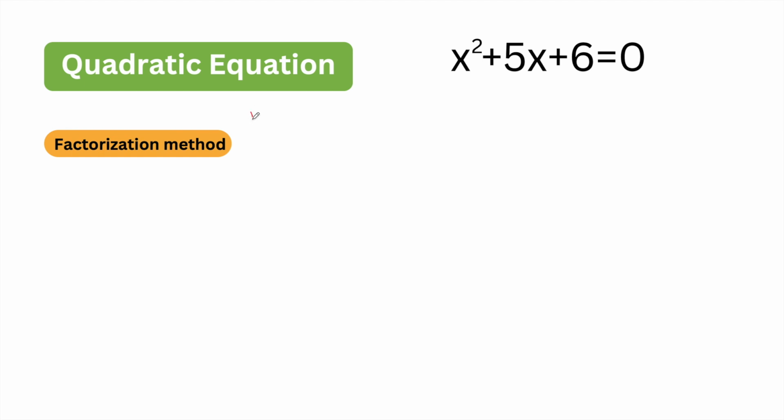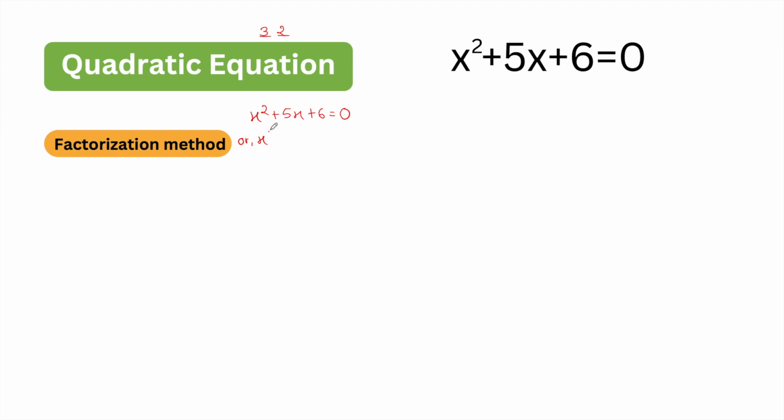Here the quadratic equation is x square plus 5x plus 6 is equal to 0. Here the sign before 6 is positive, so we will find two numbers in such a way that they add to give 5 and they multiply to give 6. So we have 3 and 2, where 3 plus 2 is 5 and 3 multiplied by 2 is 6. You got it? Okay, now let's solve this.